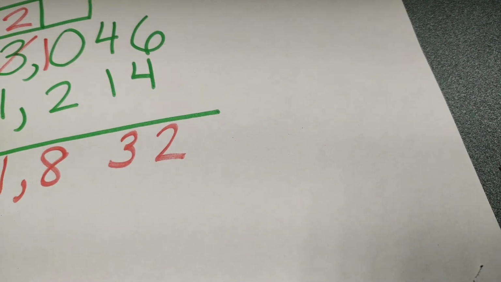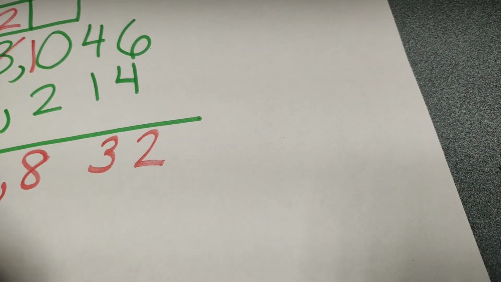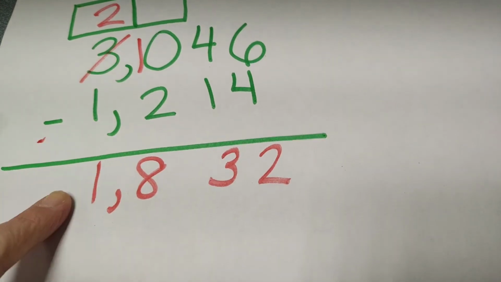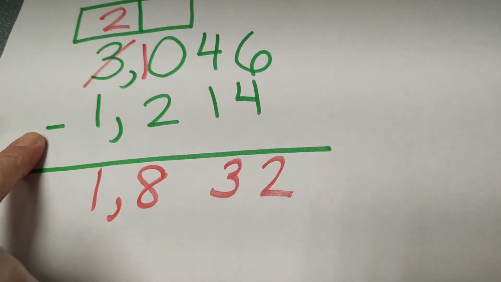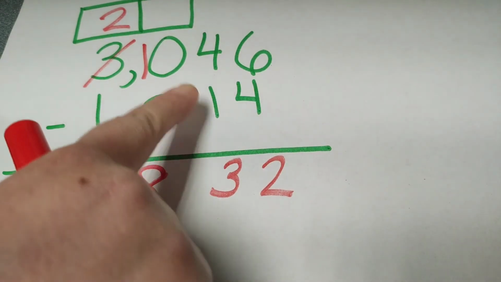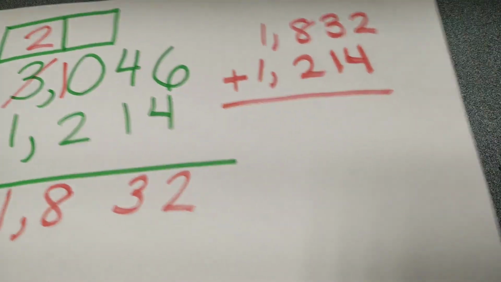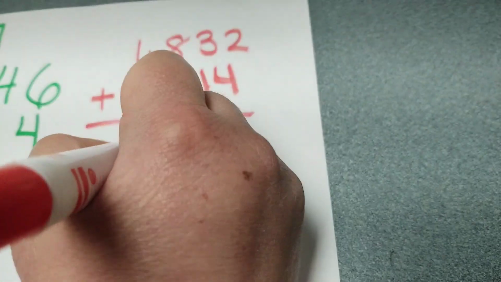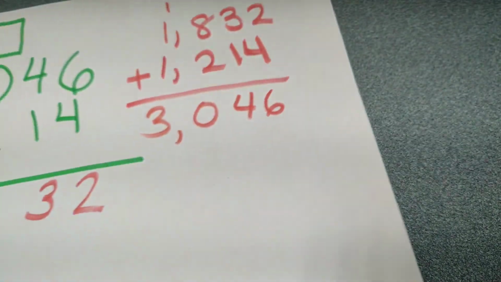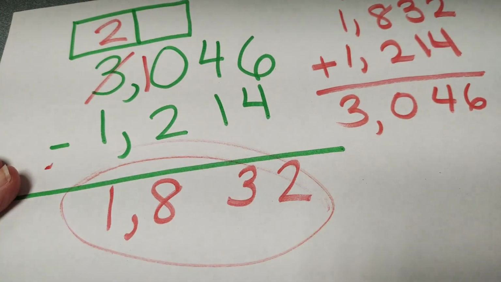And what I've said before in the past is I can check by taking the answer, doing the opposite of this, and adding with that. And I should get that. So if I took 1,832 plus 1,214, you see that so far? I should get 3,046. And look at that, I got that. So this answer is correct. All right, and that is our math review for today.